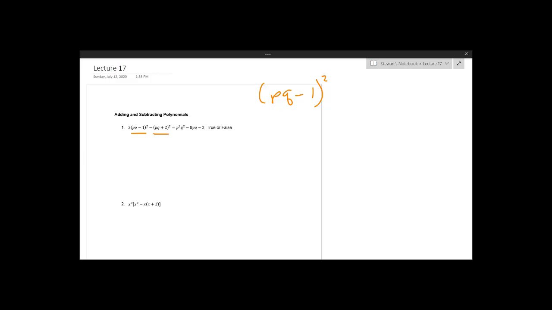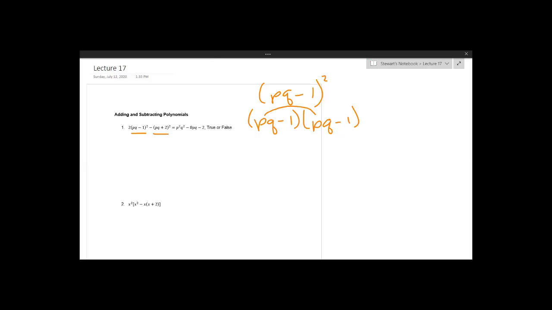So for the first one, pq minus 1 squared, as we discussed in the last video, this would be evaluating pq minus 1 times pq minus 1, because it's the expression squared. We're multiplying it by itself. So we're going to use the FOIL method: first, outer, inner, last. First is pq times pq.